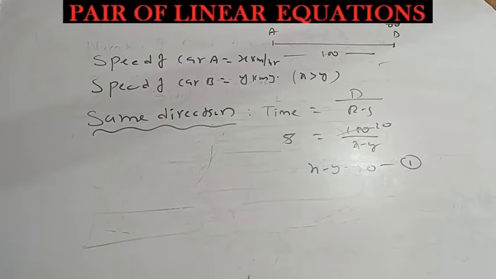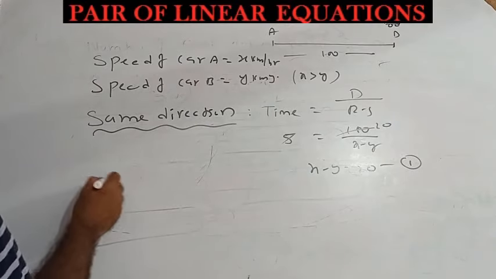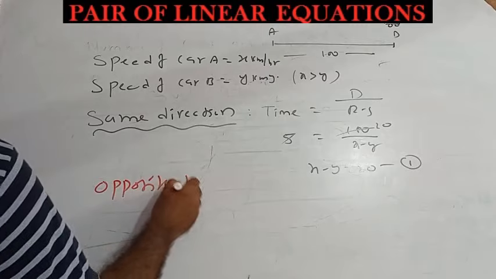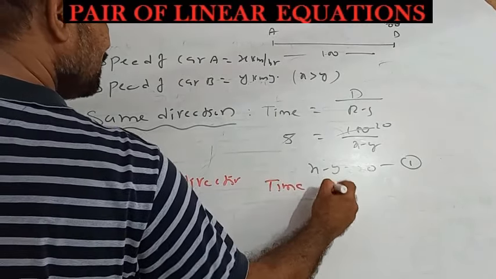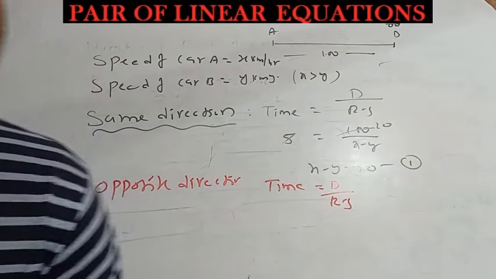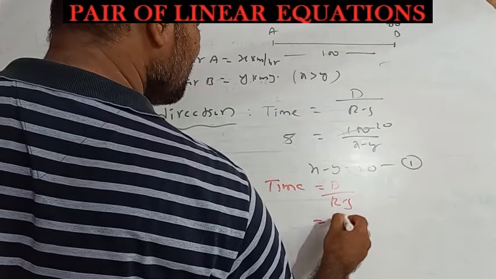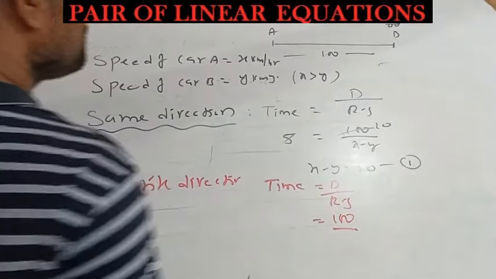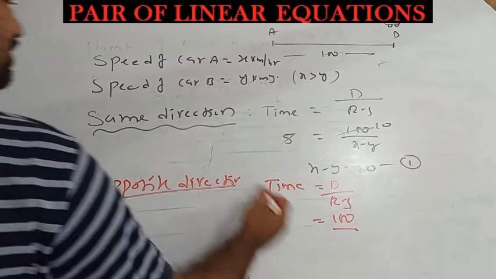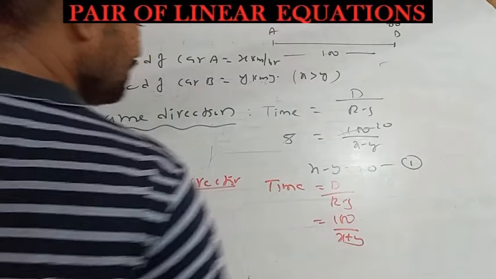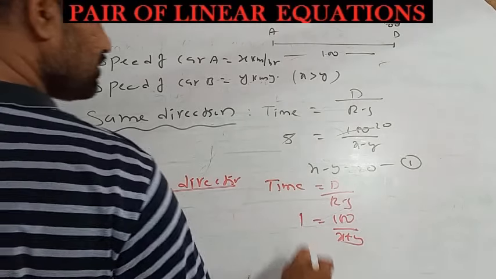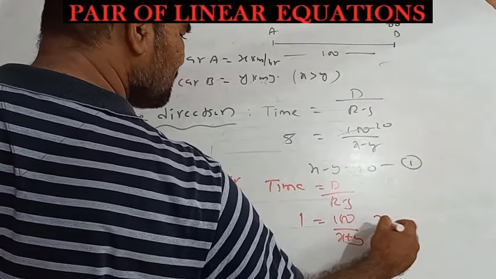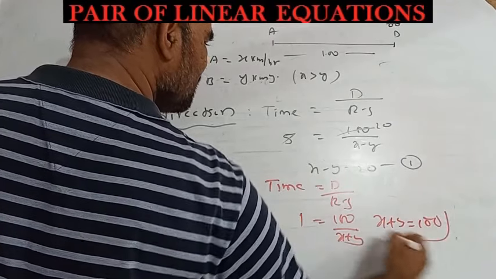Now they are traveling in the opposite direction. Time is equal to the same formula, distance between them divided by the relative speed. The distance between them is 100. The relative speed will be the sum of their speeds, because they are traveling in the opposite direction, x plus y. According to the problem, they meet in 1 hour, so time is given as 1. So x plus y equals 100. This is equation number 2.